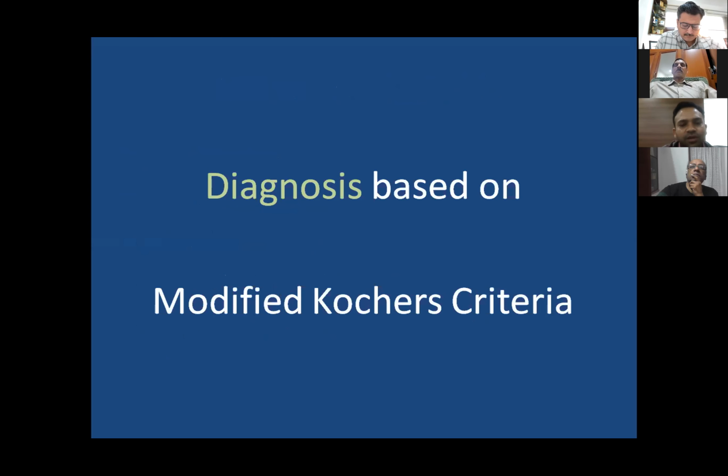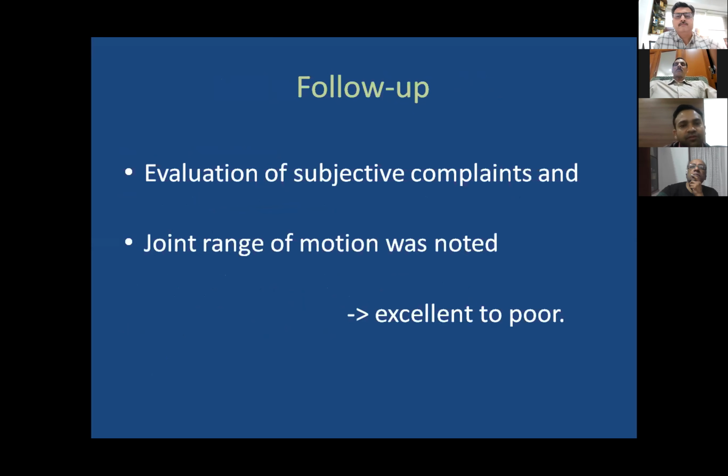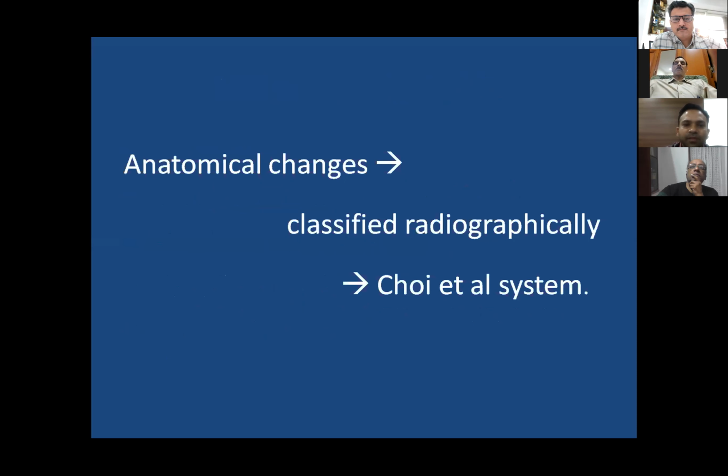The diagnosis was based on modified Kocher criteria, 3 out of 5 criteria. If met, then the diagnosis of septic arthritis was made. Follow-up was done to evaluate the subjective complaints of the patient and the joint range of motion, and it was scaled from excellent to poor. Anatomical changes in the radiographs were also classified according to the Choi et al. system.